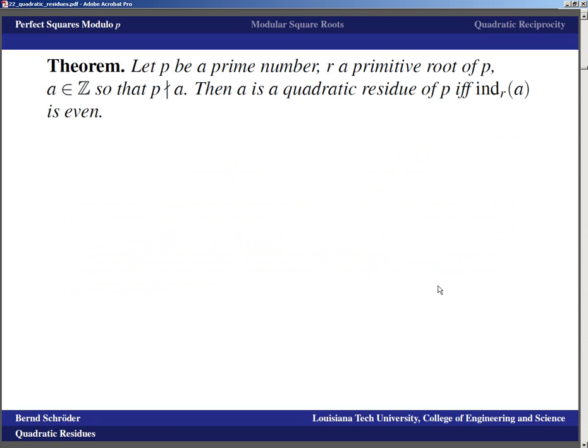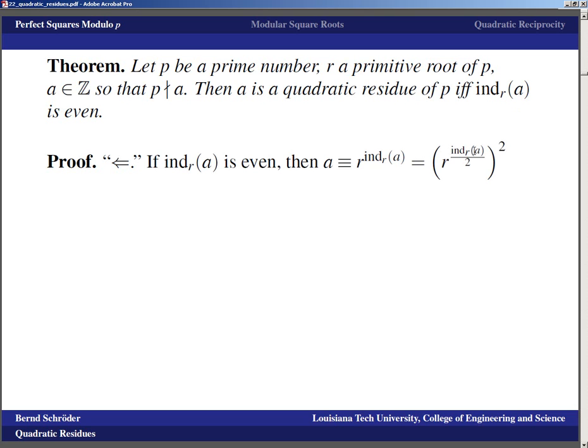Okay, so now if we have a prime number p and a primitive root r of p, and a is such that p does not divide a, then a is a quadratic residue of p if and only if the index of a modulo r is even. Going in one direction, if the index of a modulo r is even, then a is r to the index of a, which is r to the (index of a divided by 2), squared, and because the index is even, this is an integer. That means a is a quadratic residue of p.